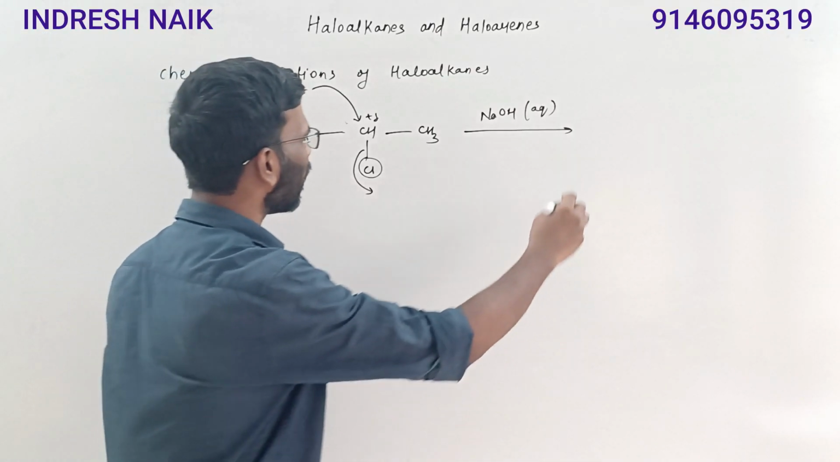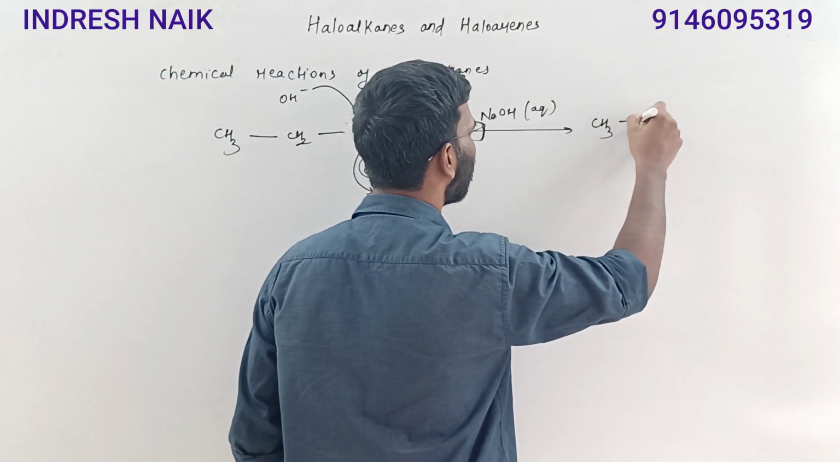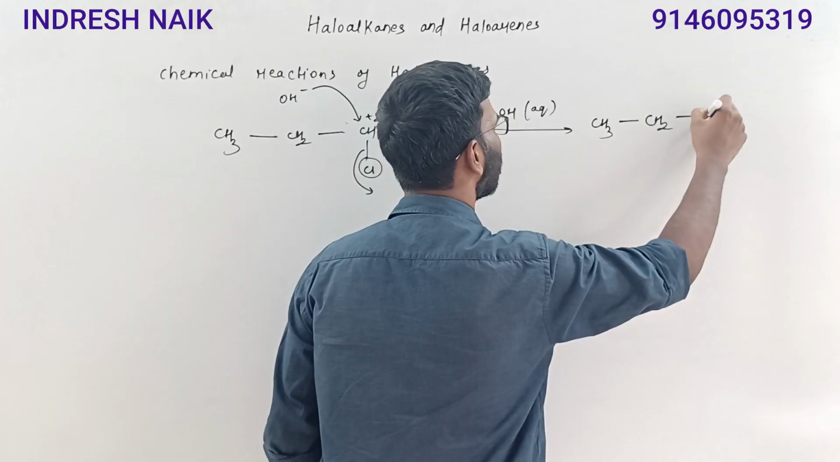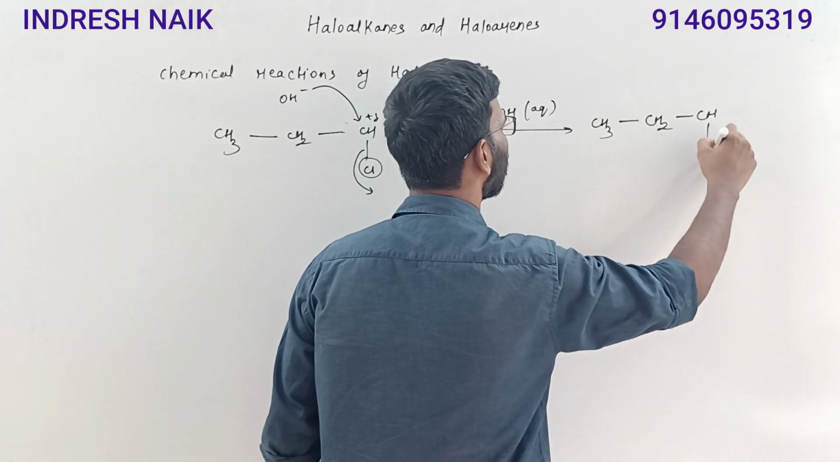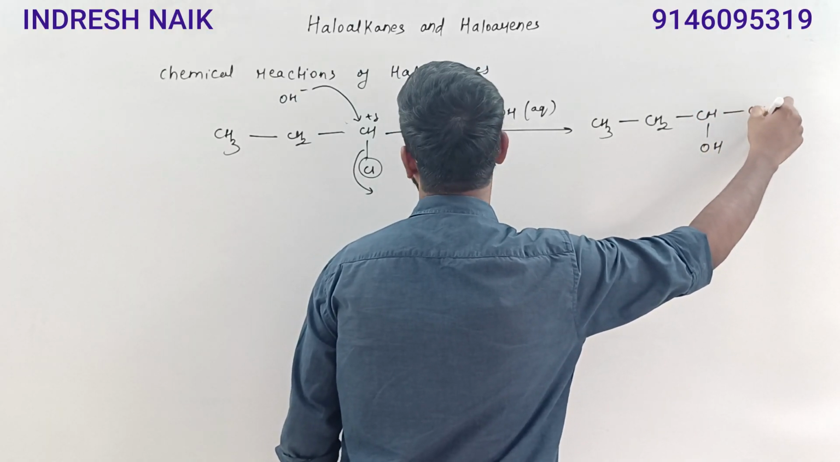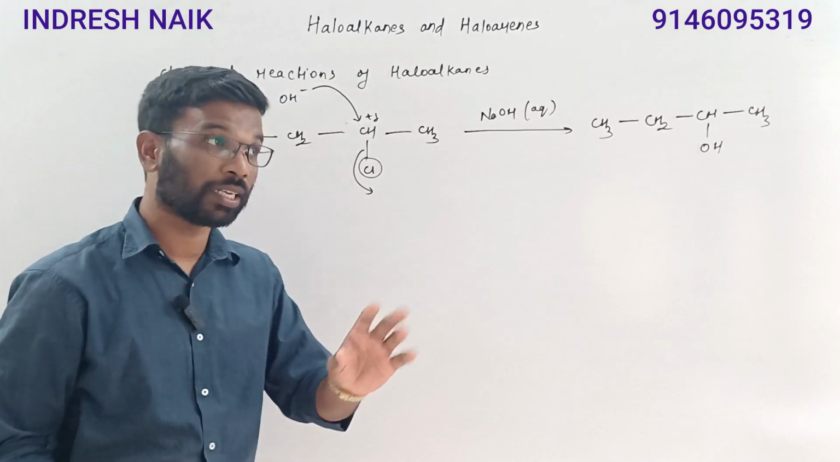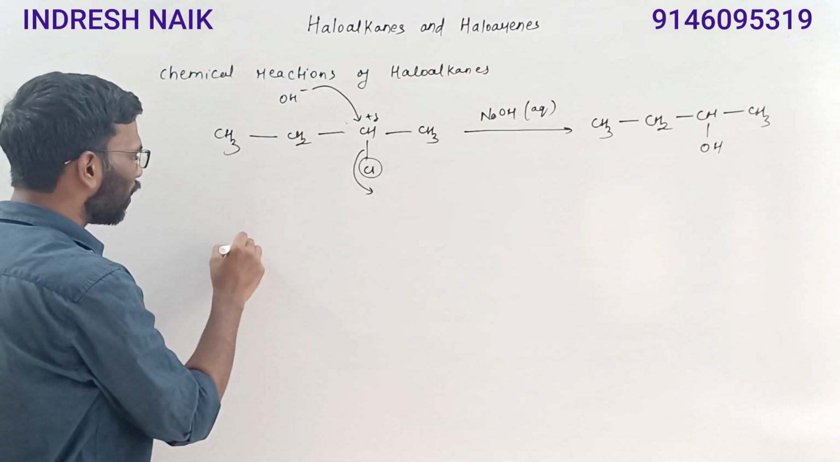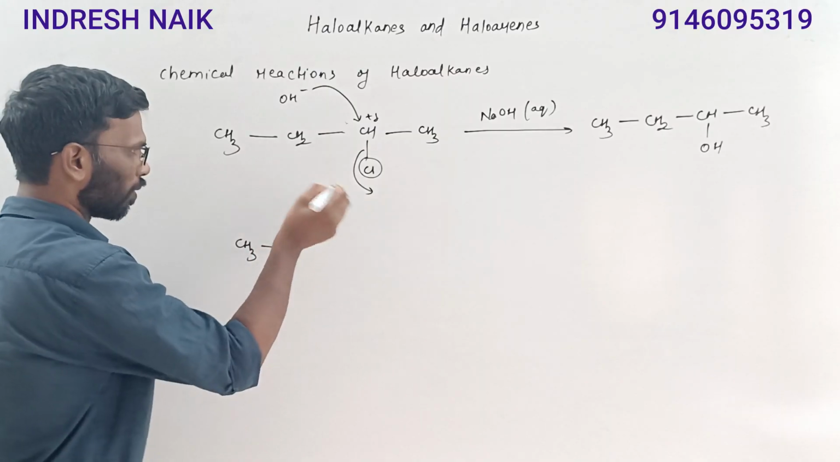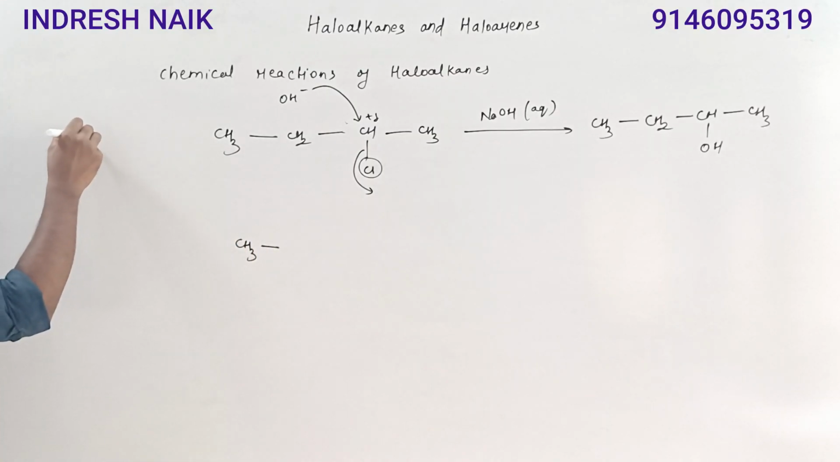So that's the process, and this is how the reaction goes. CH3, CH2, CH, and here there is OH and CH3. This is the general way of representing a substitution reaction. Now, same reaction, like similar alkyl halide. So I'll write over here substitution reaction.